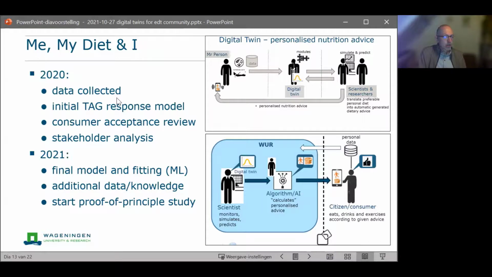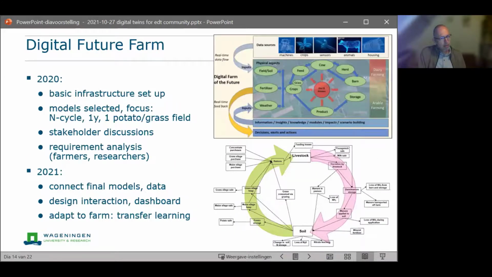And we continue this work in trying to realize this twin. So that was the second. The third, which I already mentioned, is the digital future farm. And here the ambition is to build a digital representation of an entire farm, particularly focused on the nitrogen cycle. And why the nitrogen cycle? That is because it's quite an issue in the Netherlands how we deal with our nitrogen.